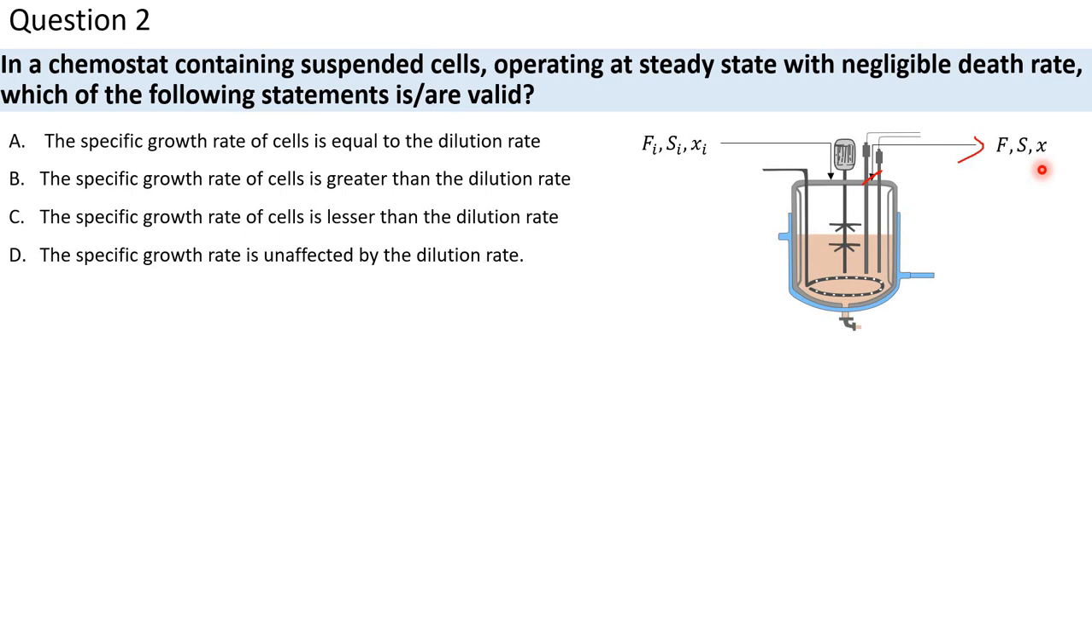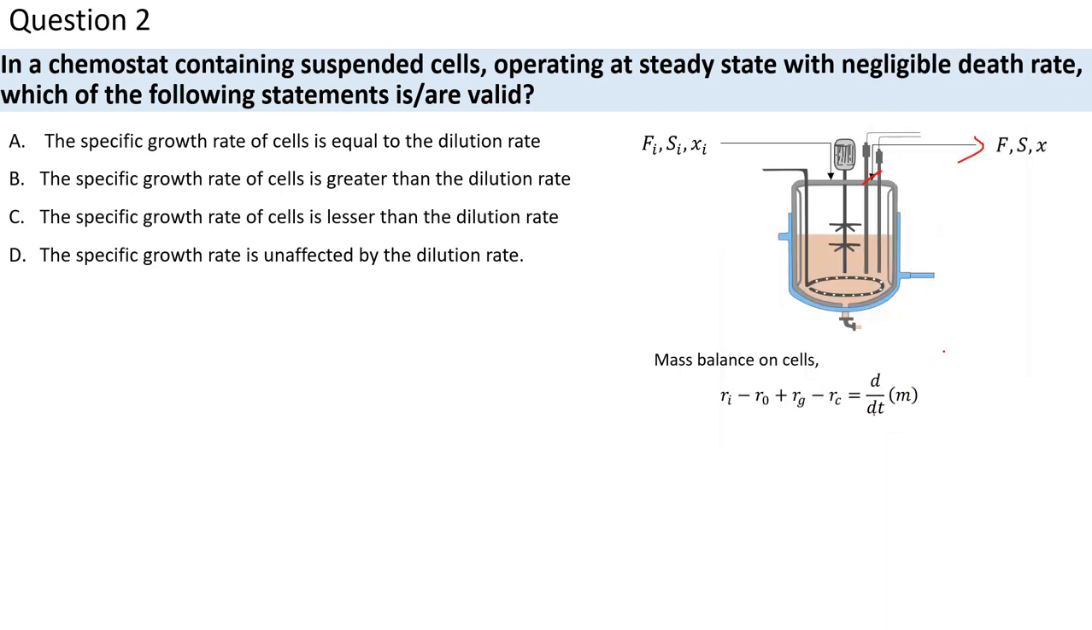Okay, so we'll write the overall mass balance here, especially the mass balance on cells. What is the overall mass balance? The normal equation that we use is Ri, the inlet, minus Ro, the outlet, plus Rg, the generation, minus Rc, the consumption, is equal to the rate of accumulation. What they have clearly given here is that it is being operated at steady state with negligible death rate. So what does it mean?